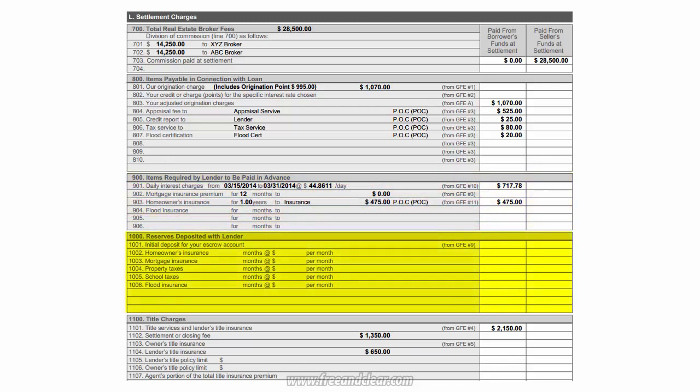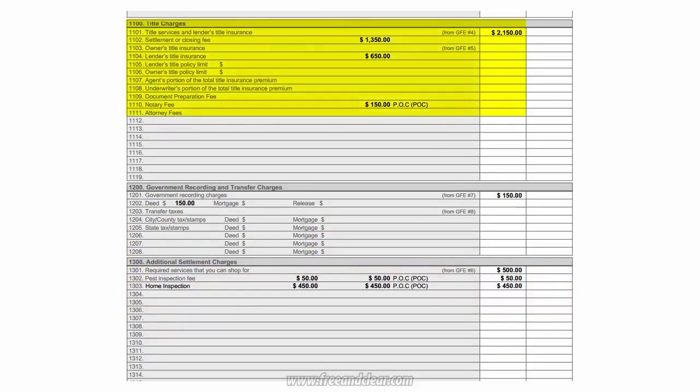The next category is reserves deposited with lender. Depending on your loan-to-value ratio, your lender may require that you pay for certain items such as property tax, homeowners insurance, and mortgage insurance on a monthly basis into an escrow or impound account along with your monthly mortgage payment. In this example, we are not required to have an impound or escrow account, so we leave the figures blank.